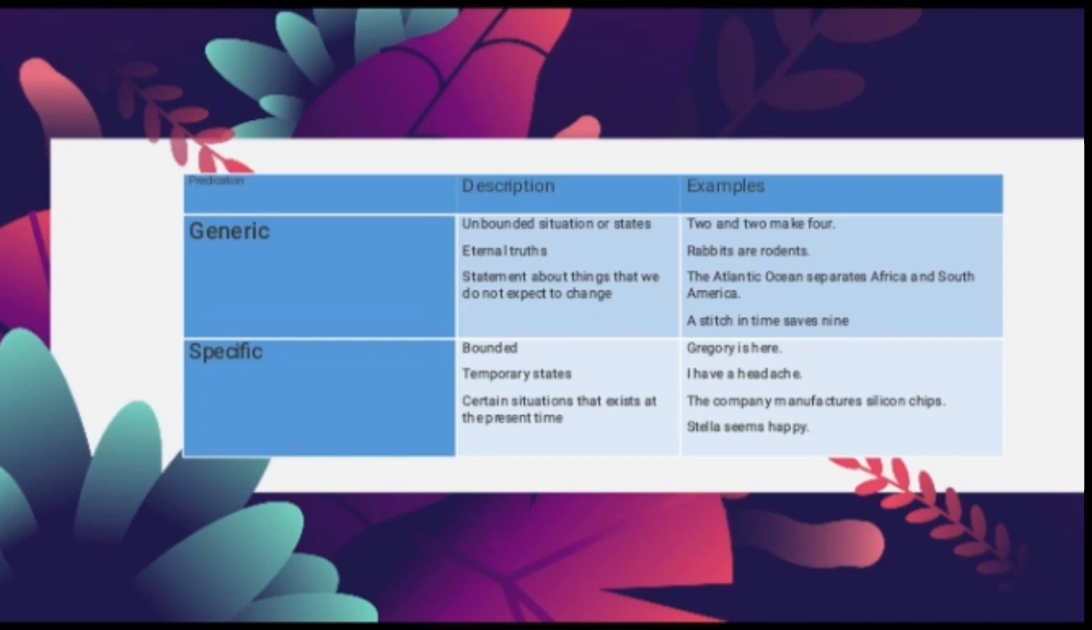For examples, 2 and 2 make 4. Rabbits are rodents. The Atlantic Ocean separates Africa and South America. A stitch in time saves 9. When we say specific, it is a bounded or temporary state or certain situations that exist at the present time. For example, Gregory is here. I have a headache. The company manufactures silicon chips and Stella seems happy.